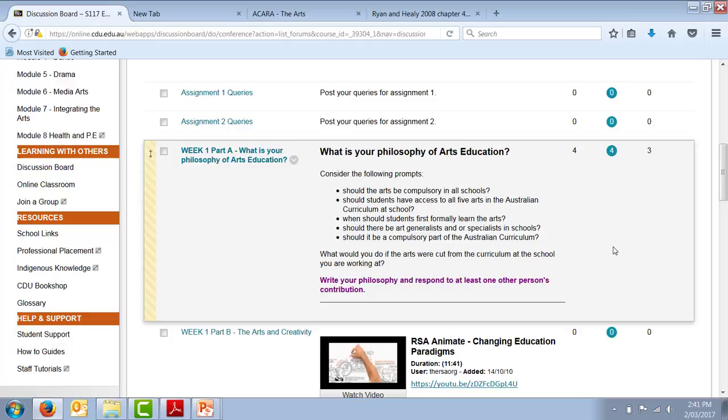Should there be art generalists and/or specialists in schools? A lot of schools do. The school I'm talking about where my son goes does have an art specialist. Not all schools do though. And should it be a compulsory part of the curriculum? What would you do if the arts were cut from the curriculum at the school you were working at? Would you be disappointed? Would you be outraged? Would you be happy? And I want you to include that in your responses there on the Week 1 Part A forum.